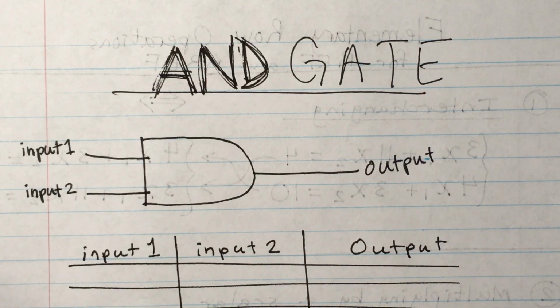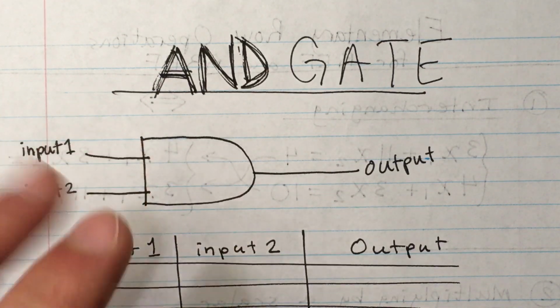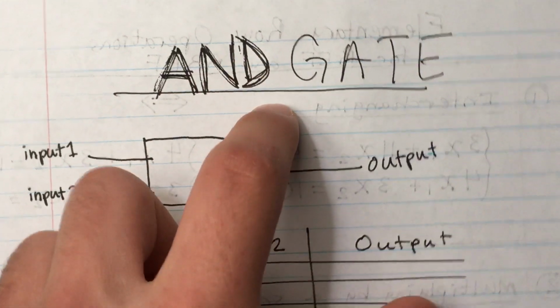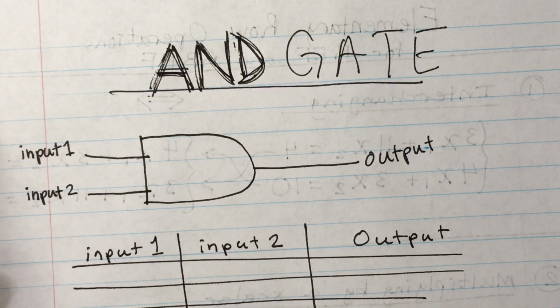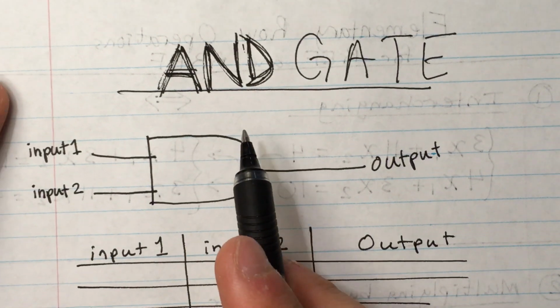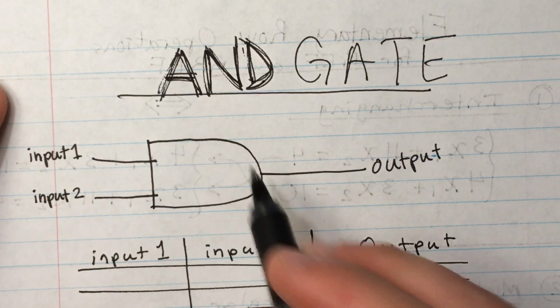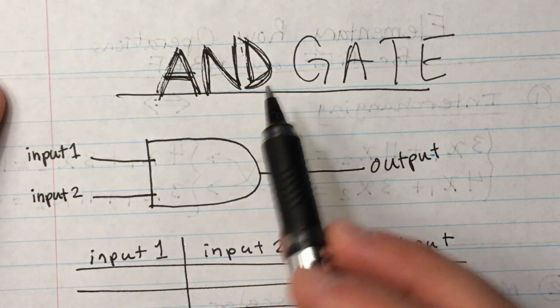Hey everybody, so in this video I'm going to be talking about two logic gates. First, the AND gate, and then I'm going to be talking about another logic gate, which is the OR gate. So we're going to begin with the AND gate. Okay, now this is the schematic, the symbol that represents the AND gate.